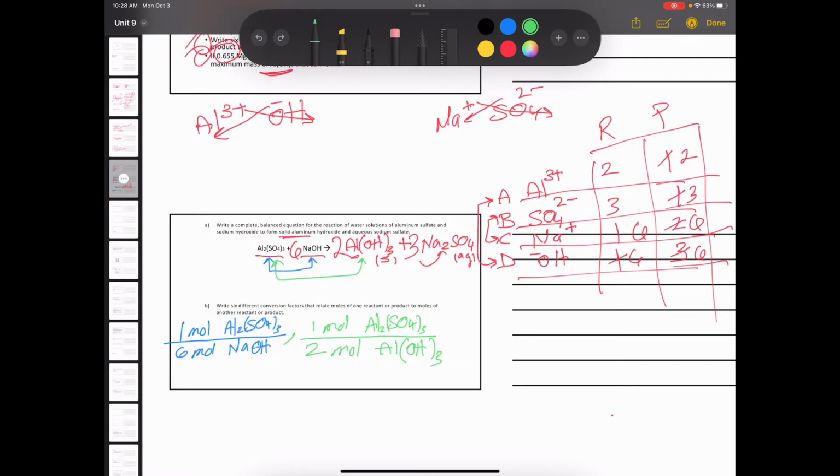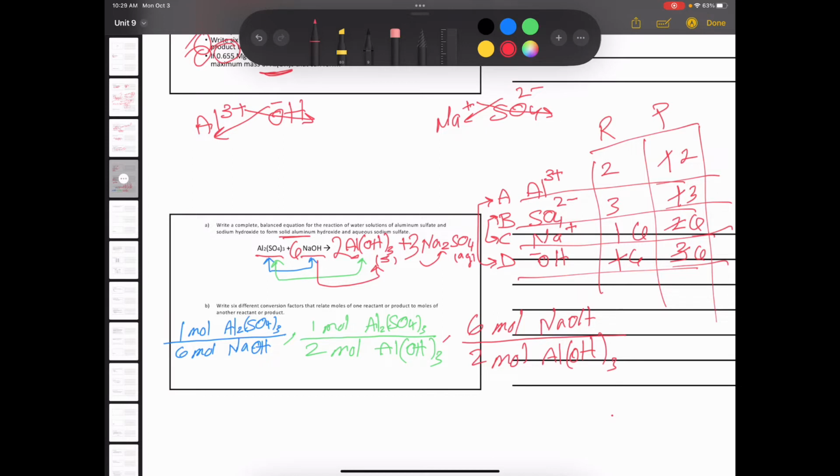Okay, I still have 4 more to go. So let's do another relation, another conversion factor, which is the relation of NaOH and aluminum hydroxide. For 6 mole of NaOH, the reaction will yield 2 mole of aluminum hydroxide. And again, I can use this as a conversion factor to convert between sodium hydroxide and aluminum hydroxide. Okay?